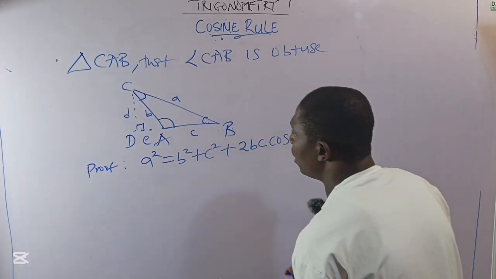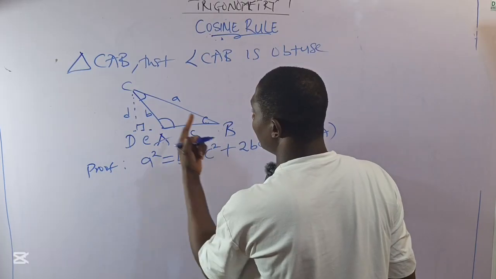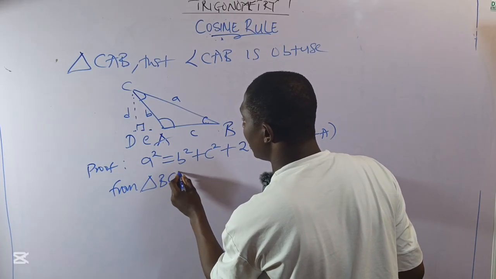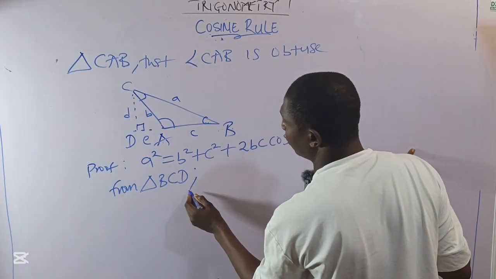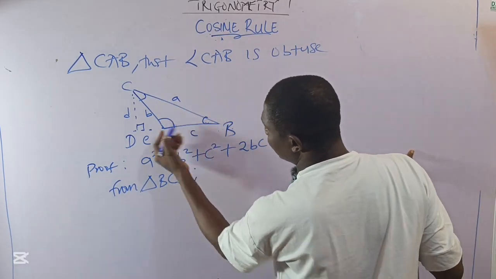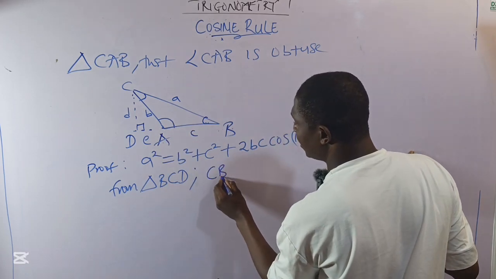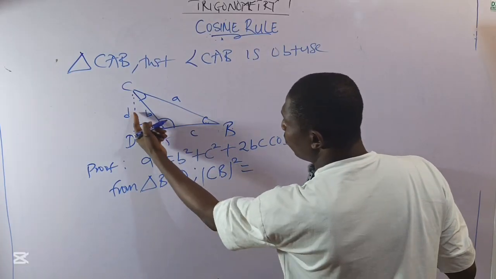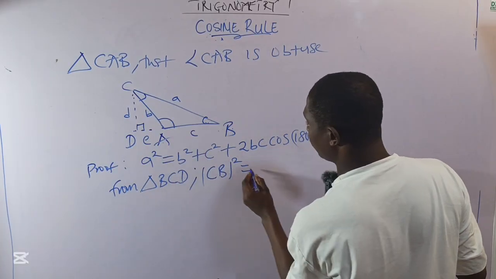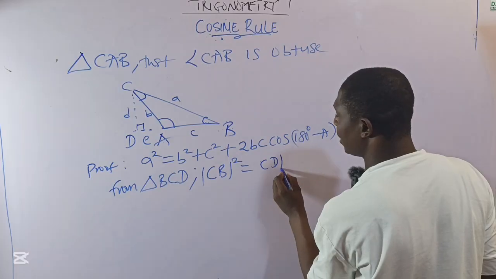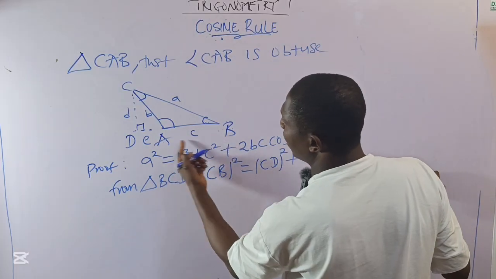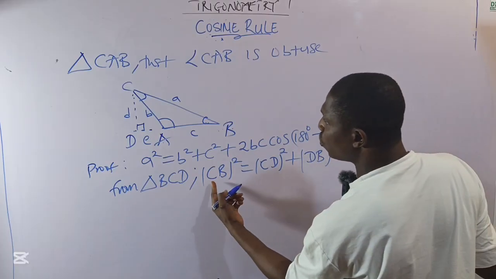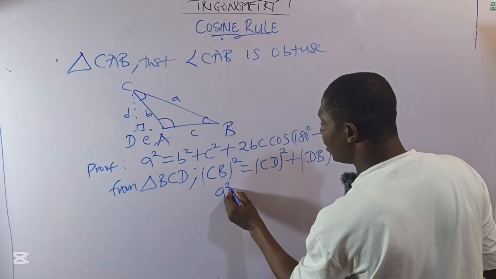Now let's start from triangle BCD. From triangle BCD, we have the hypotenuse, which is this side where this right angle is facing, CB square equals opposite square plus adjacent square. My opposite here is CD square, and adjacent here is DB square. So CB is represented by small letter a. So I have a square.